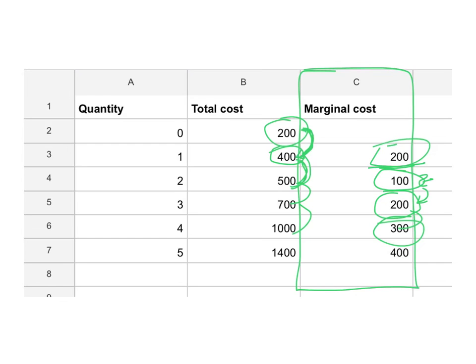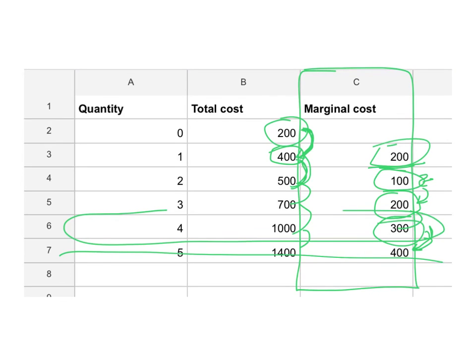And then finally, would you produce that fifth cake? No, because producing that fifth cake costs you $400, and you'd only get $350 in return, so you wouldn't do that. So our correct output, our correct answer, is 4.